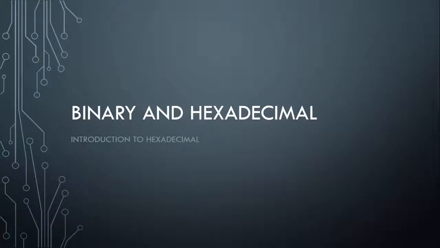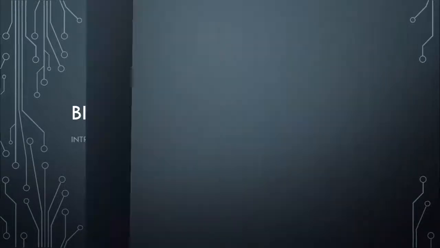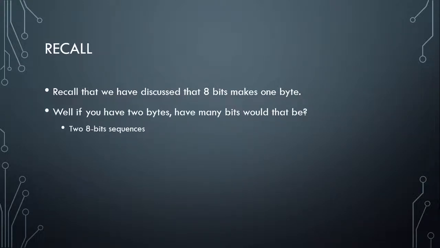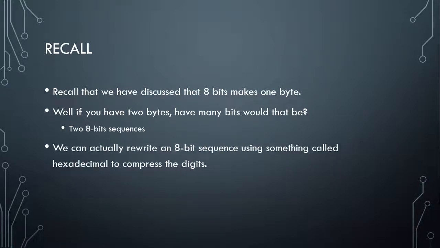And welcome back, students, to another lesson in binary and hexadecimal. We are actually today going to finally talk about what hexadecimal is. So let's just start with a little recall here. We have discussed before that 8 bits can make 1 byte. Well, if you have 2 bytes, how many bits would that be? Well, it's 2 8-bit sequences. And we can actually rewrite a single 8-bit sequence using something called hexadecimal to help compress the digits.